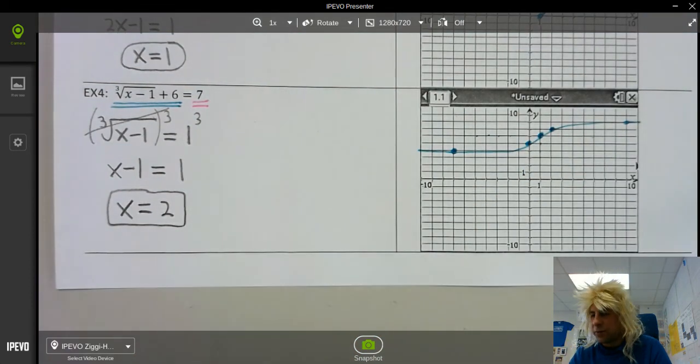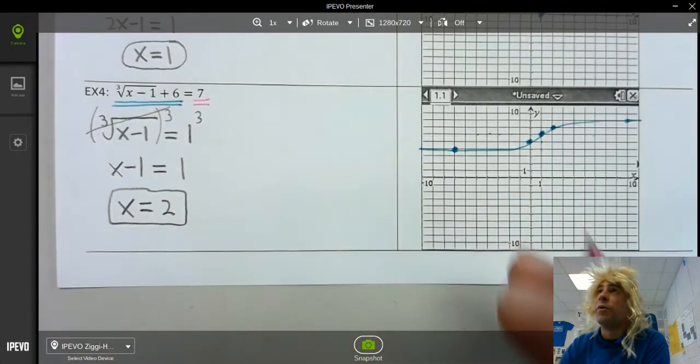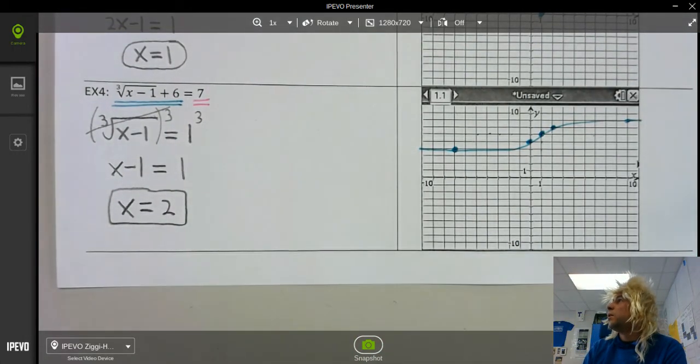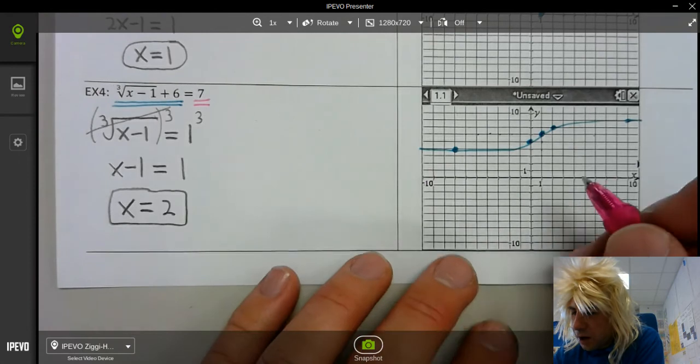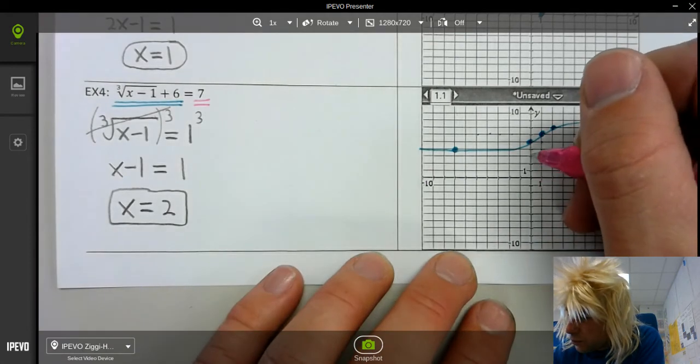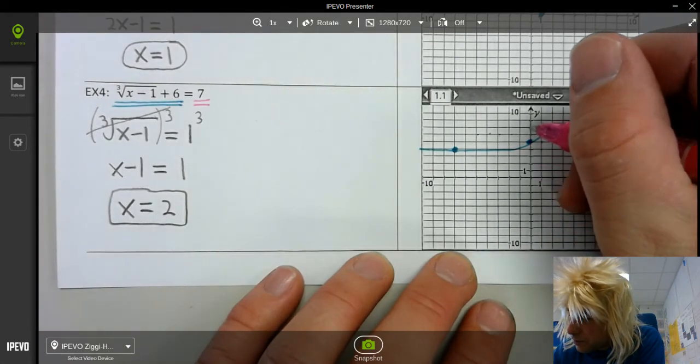Okay, now the right side's easy. It's just y equals 7. So we go up. Whoa, what was that? Oh, just a bell again. Those silly bells. So 1, 2, 3, 4, 5, 6, 7.